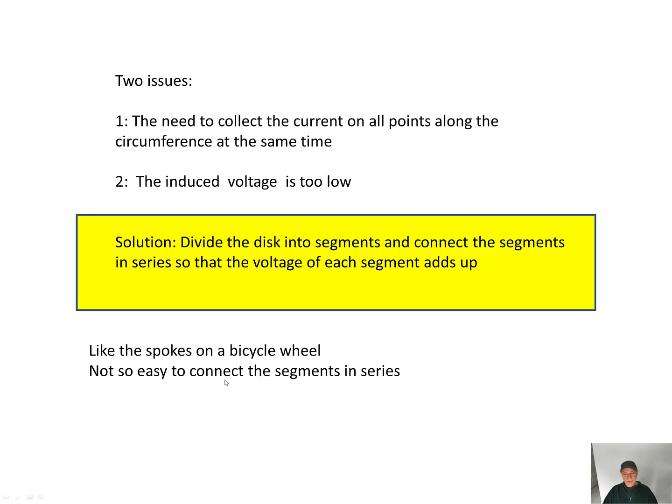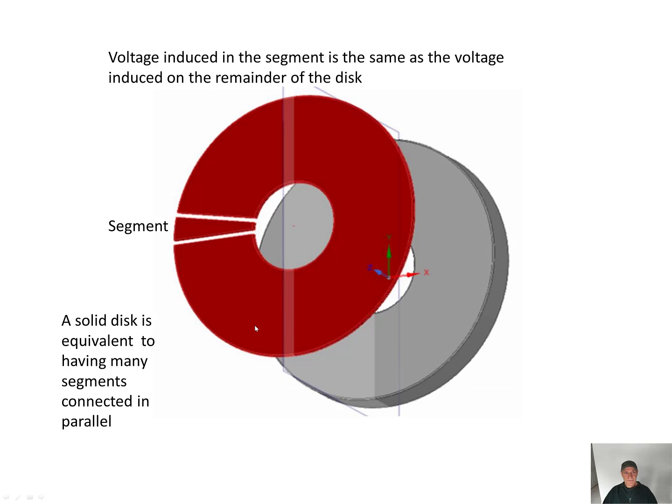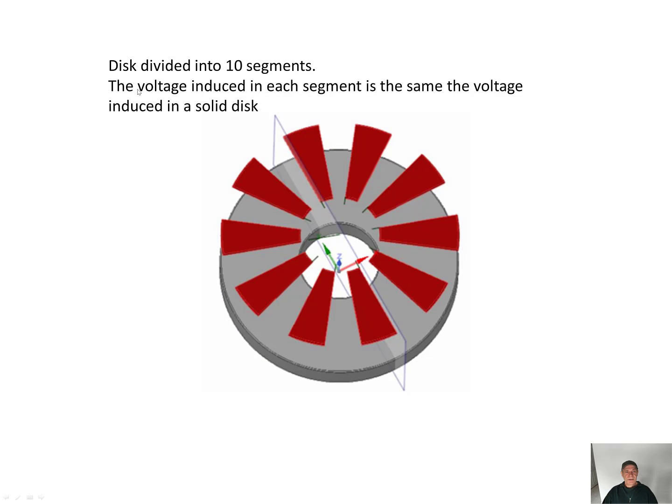This is the example. This is a solid disk, which is in red. This is a permanent magnet, which is in gray. If we take a slice out, a segment, the voltage induced in the segment is the same as the voltage induced on the remaining part of the disk. A solid disk is equivalent to having many segments connected in parallel. With the disk divided into 10 segments, the voltage induced in each segment is the same as the voltage induced in a solid disk.